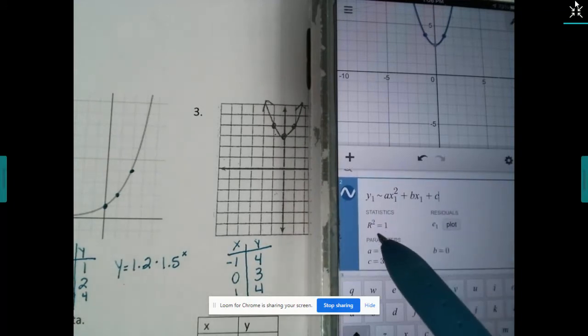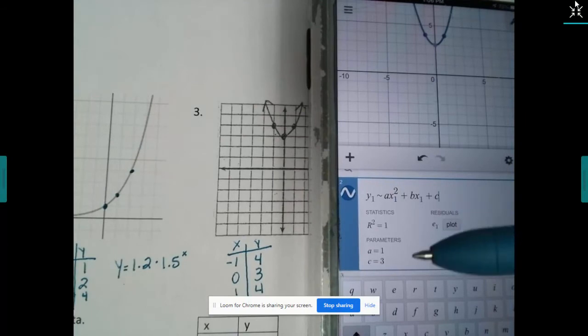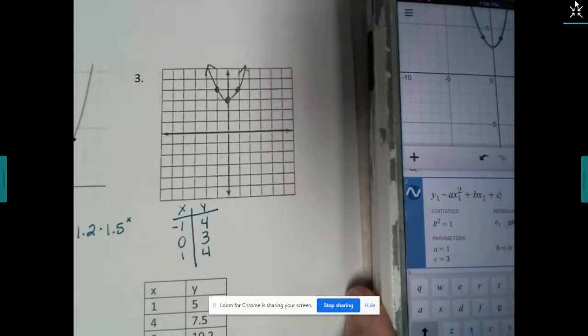Again, we've got our r squared of 1, so it's a perfect fit. And we've got A, B, and C. So our A is 1, B is 0, C is 3. So again, we just want to plug those values in.